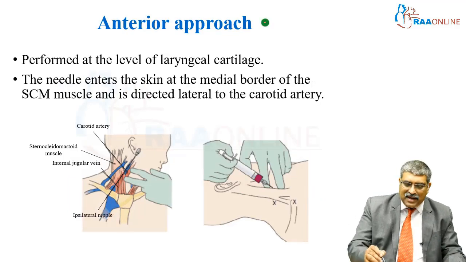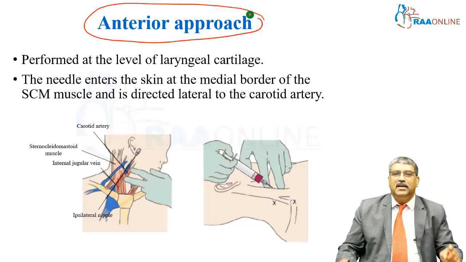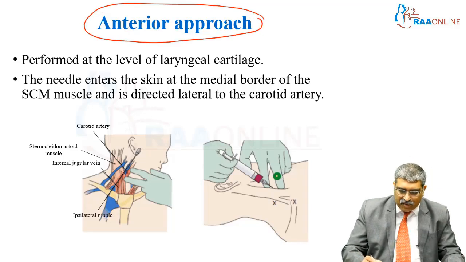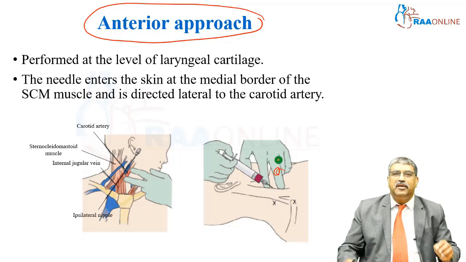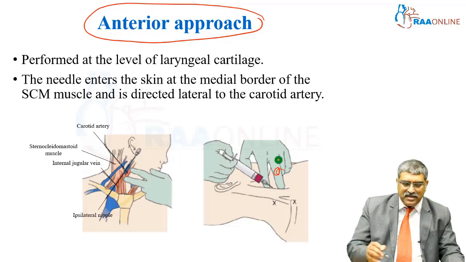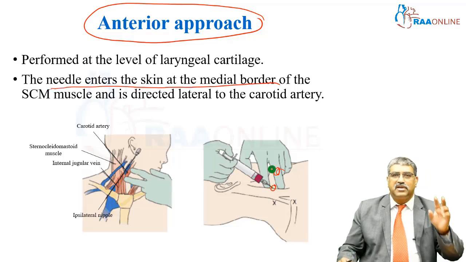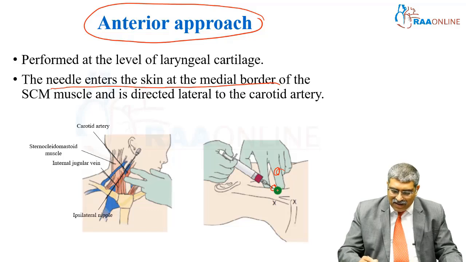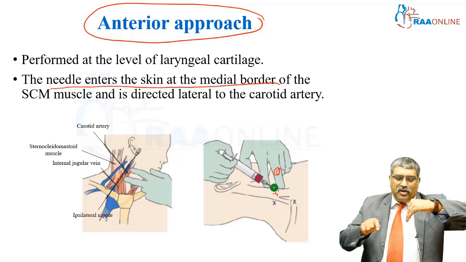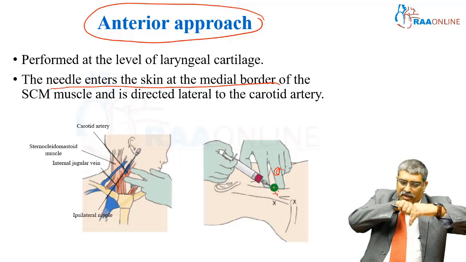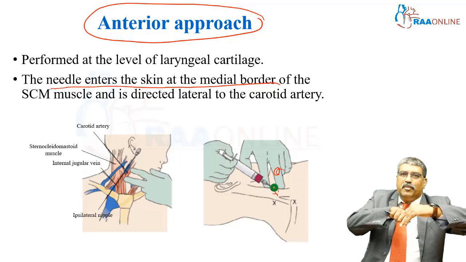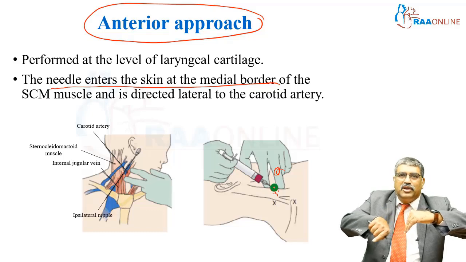Next comes the anterior approach. Here, it is performed at the level of laryngeal cartilage. Here, you have to identify the laryngeal cartilage. The needle enters the medial border of sternocleidomastoid and it is directed laterally from the carotid artery. You will feel the carotid artery and go from the medial border of sternocleidomastoid and lateral to the carotid artery.